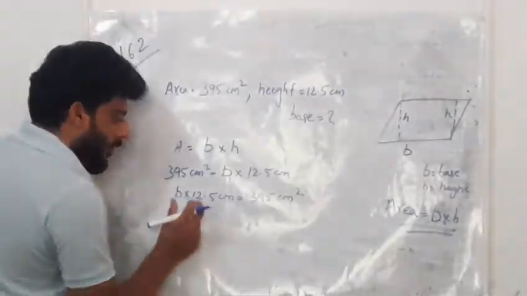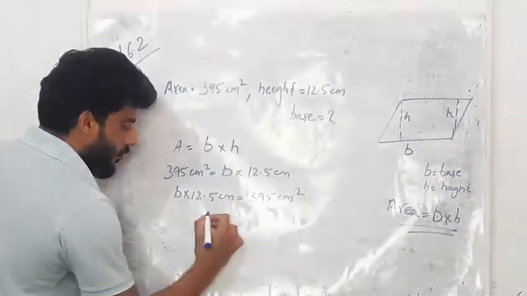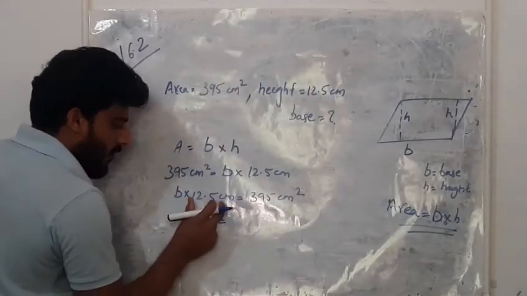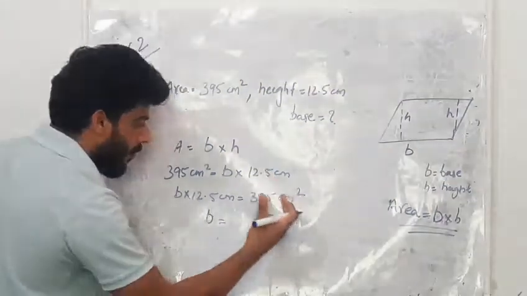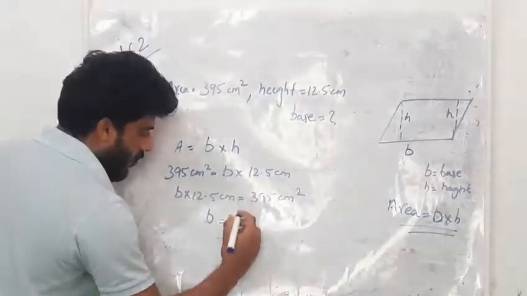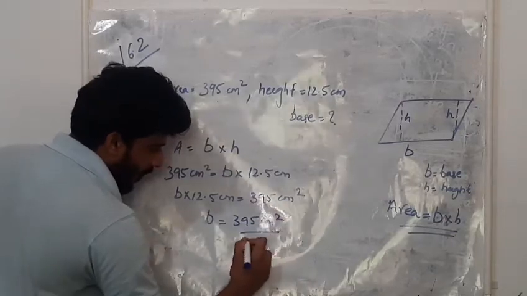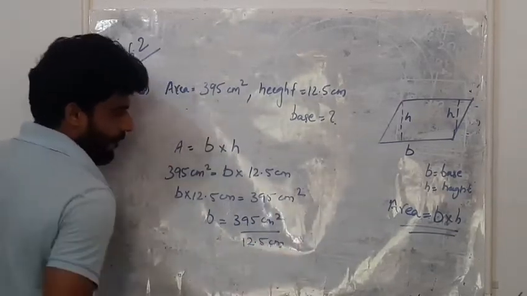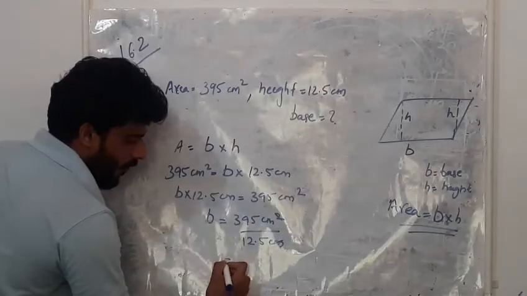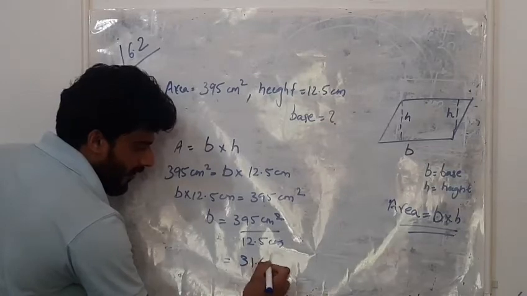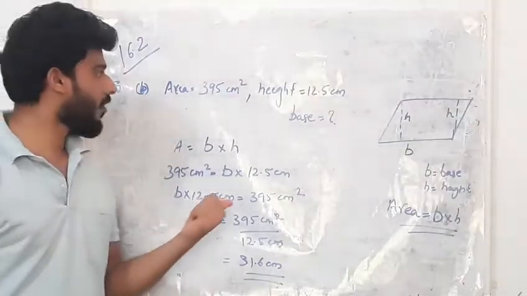Now we need to get the value of B. The 12.5 centimeter goes to the other side of the equal sign, and multiplication is converted into division. So B is 395 centimeter square divided by 12.5 centimeter. Cancelling one centimeter each, 395 divided by 12.5 is 31.6 centimeter. This is our answer for the base.